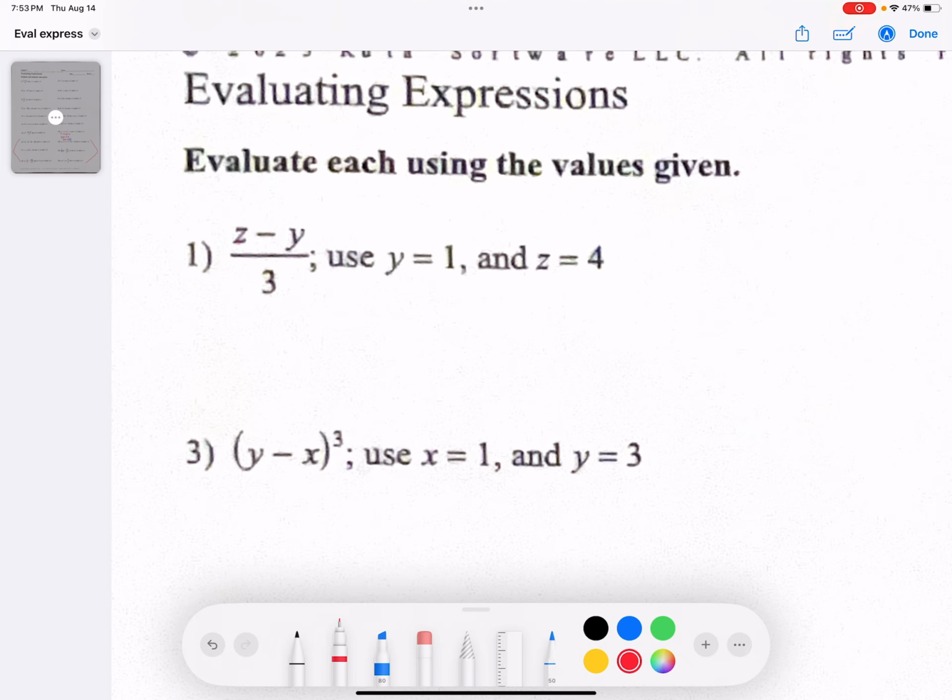It's just adding one step onto what we did the other day. So on number 1 on your worksheet, you have z minus y divided by 3. So z is 4 and y is 1. So we're going to take z out and put 4. So where I see z and y, we're going to replace those with numbers, and everything else stays the same. So we have 4 minus y, which is 1, divided by 3.